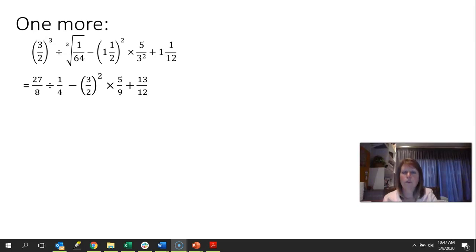Right, so now we've got 27 over 8 divided by a quarter minus 3 over 2 all squared, because 1 1/2 is 3 over 2. Before we can square anything, we have to change it back to an improper fraction, times 5 over 9, because 3 squared is 9, and 1 1/12 is 13 over 12.